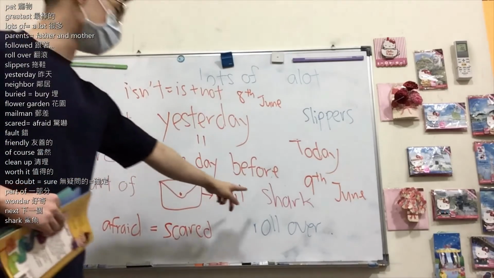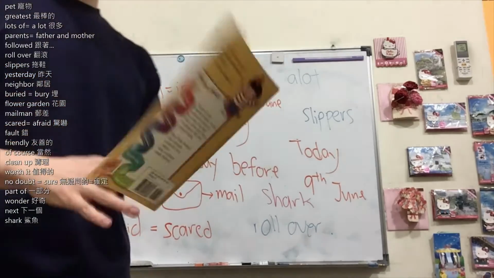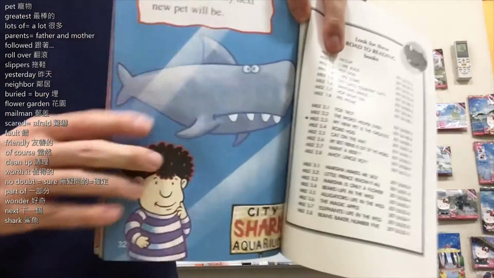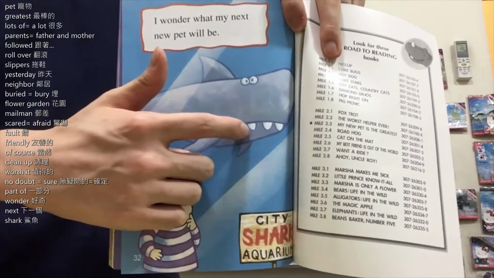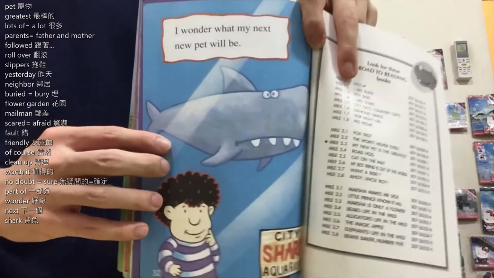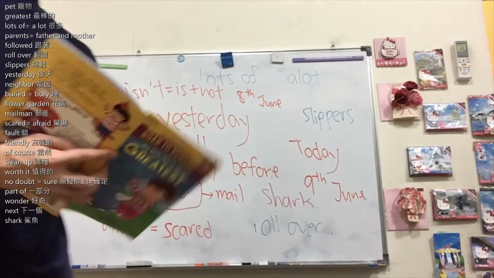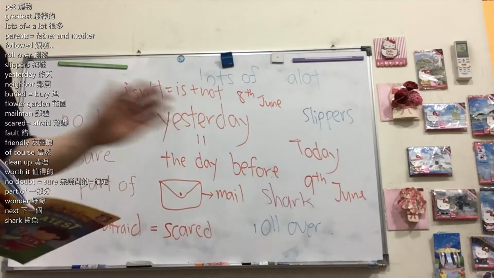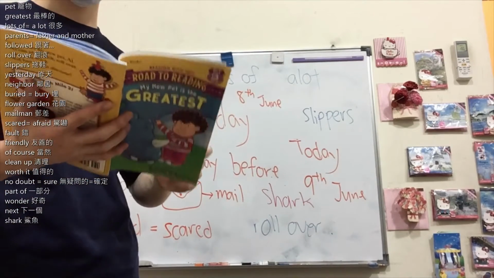Also, we have learned the new word shark. This is a shark. Quite cute, right? It has 4 teeth. Now that we are done going through the words, let us read through the book again, starting with the first page.